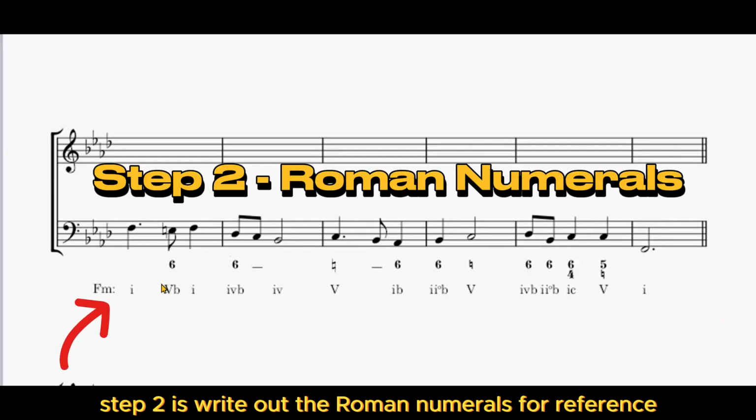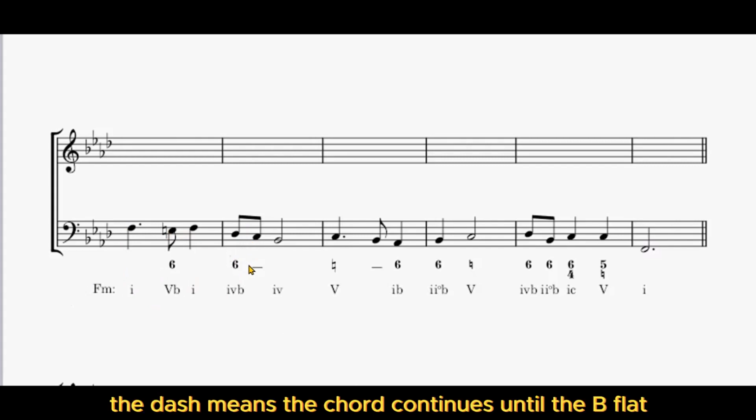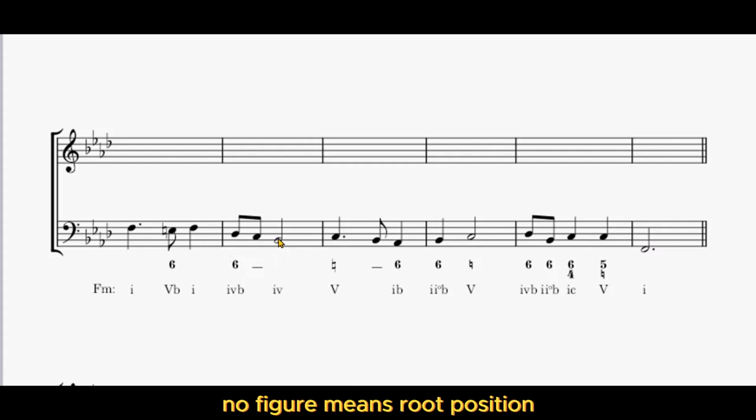Step 2 is to write out the Roman numerals for reference. The first chord is F, usually we start with 1. The figure 6 means first inversion, so it must be C, E, G, so it's a 5B. Then 1 again. 6 means first inversion, B flat, D flat, F, so it's a 4B. The dash means the chord continues until the B flat. No figure means root position, so it must be a 4.